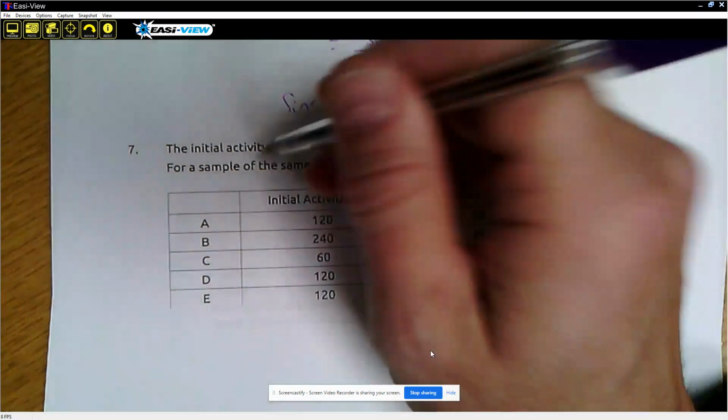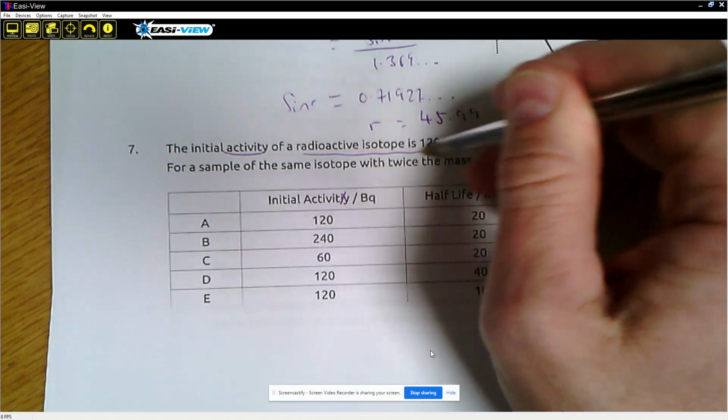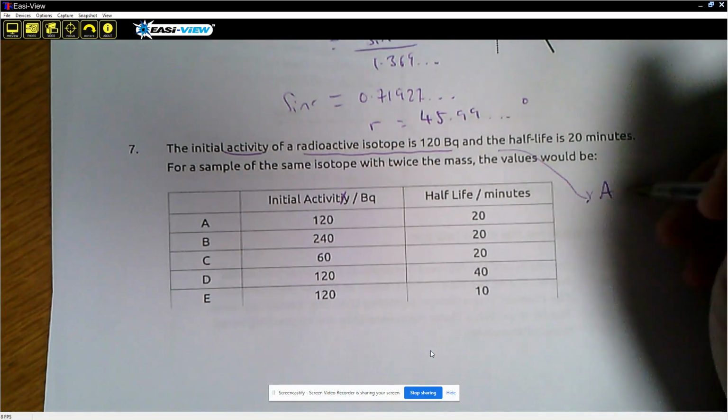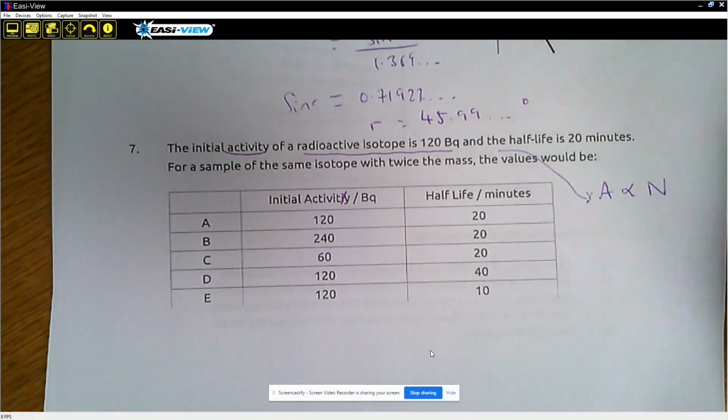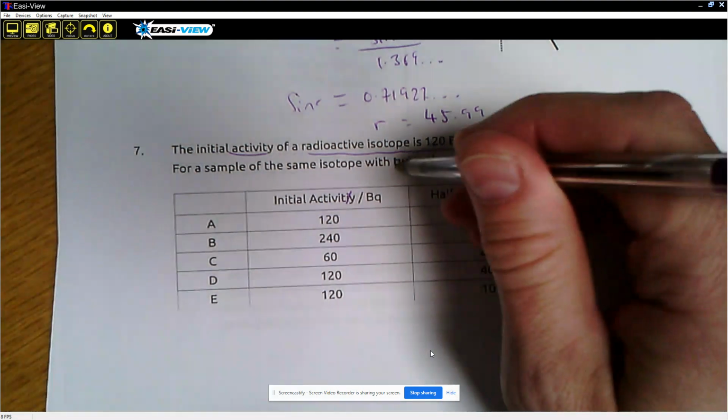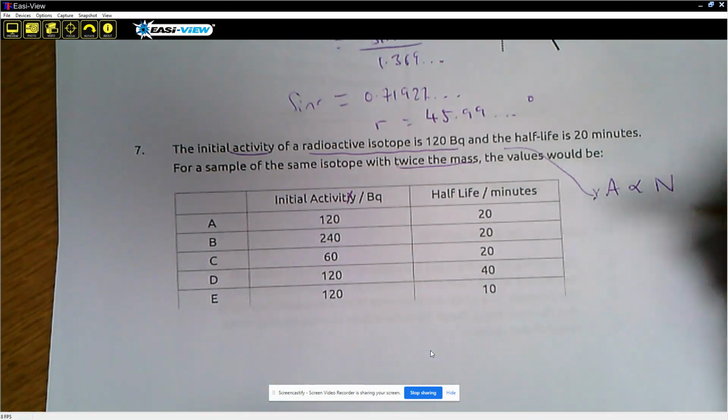So the initial activity, now the activity, we do this a little bit more at A level, can be given as being proportional to the number of radioactive nuclei present in the sample. So if you double the mass of the sample, you double the number of radioactive nuclei in the sample, therefore you'll double the activity. So that's what's happening here. We double the mass, therefore the initial activity will be double.